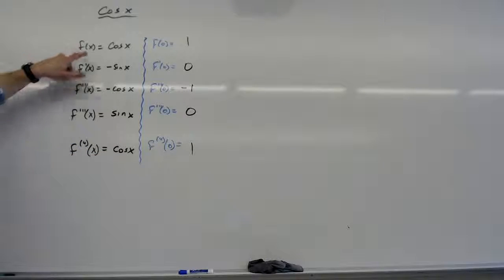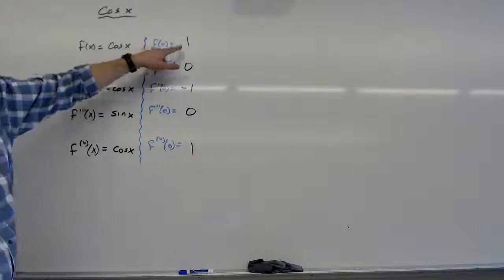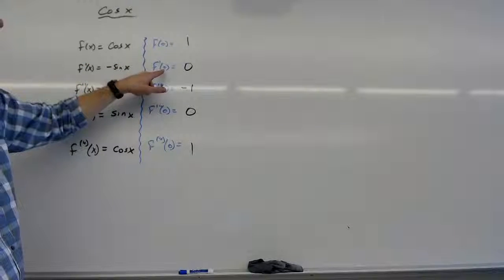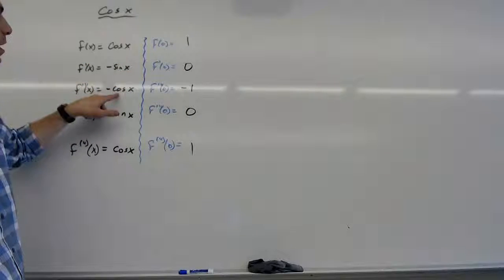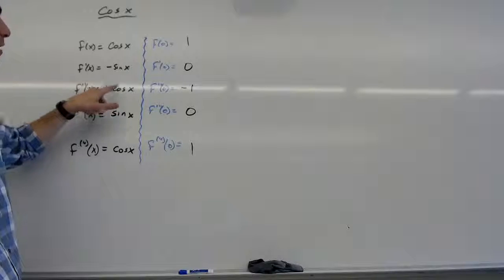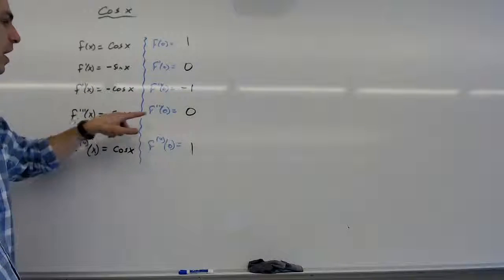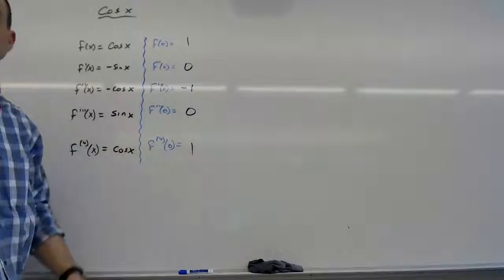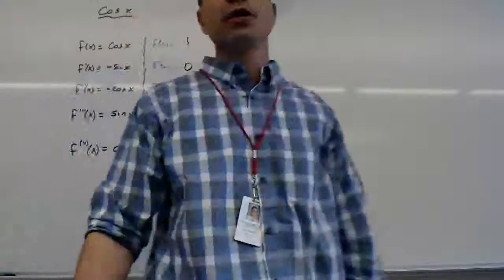we started. When we plug in 0, cosine of 0 is 1, sine of 0 times negative 1 is 0, cosine of 0 is 1 times negative 1 makes it negative 1, sine once again is 0, cosine once again is 1. All right, so let's put it all together.